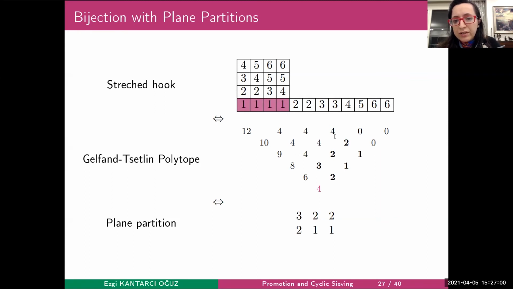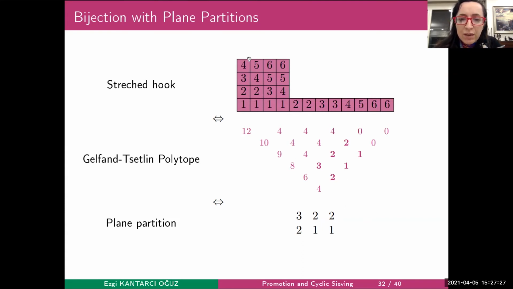You first look at only the ones, and they give the shape 4, and then ones and twos give the shape 6, 2. Ones, twos, and threes give the shape 8, 3, 1. And you keep going like that, recording the shape you get at each step. And that gives you a GT polytope.